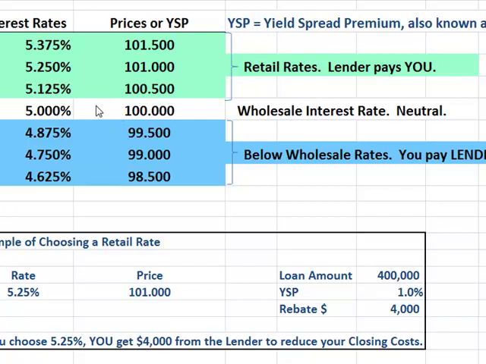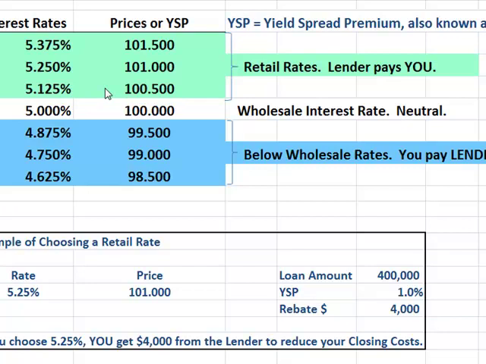So let's now look at those rates that are above wholesale in the green area. So those are higher than 5.0. So that makes common sense. We call those retail rates. They are higher than the wholesale rate. So the retail rates are 5.375, and again, every rate has a price. 5.375 has a price of 101.5. 5.125 has a price of 100.5.